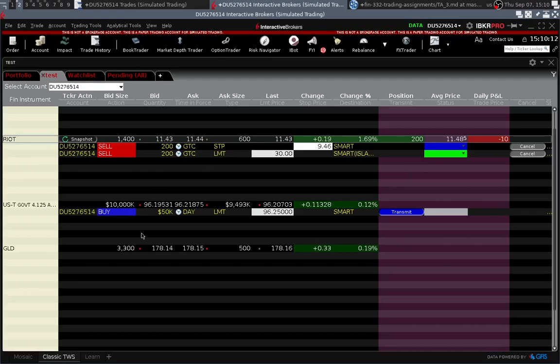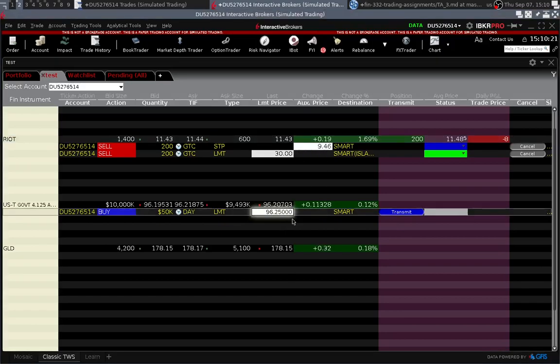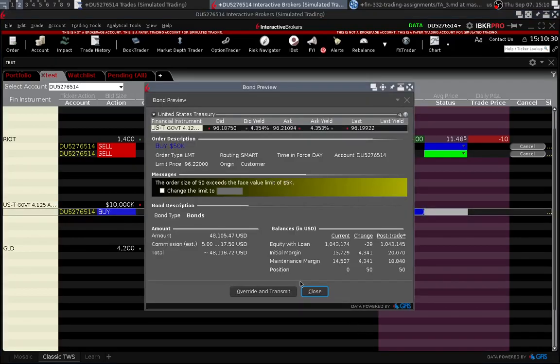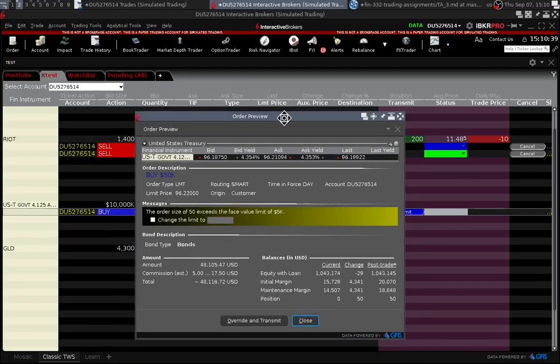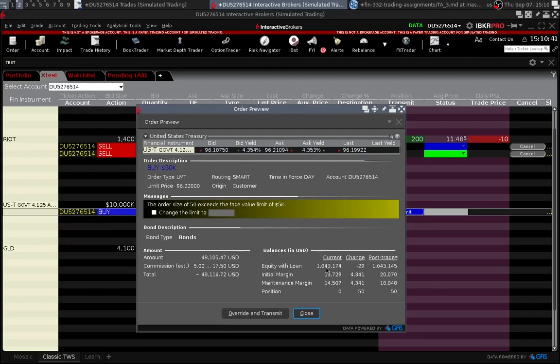Okay. So anyway, you can buy it like this. What do I have here? 96.25. So I would put 96.22. We know this should be executed at the best price. So I can go here and, right. Yeah, this is trading below par. So it's trading below par, so it's actually less than 50,000. So that checks out. Override and transmit.